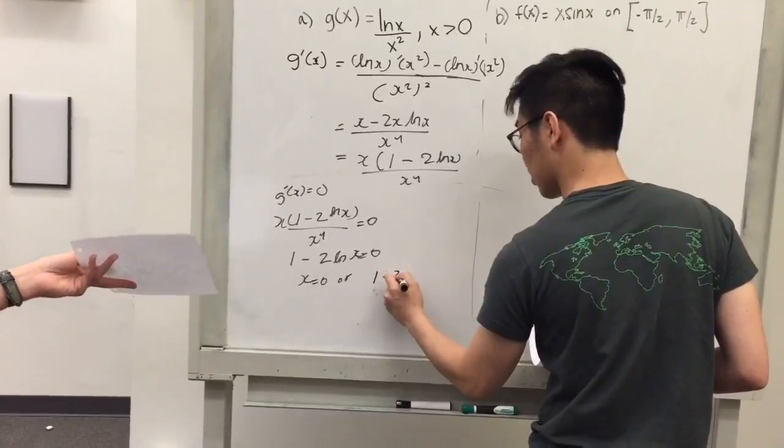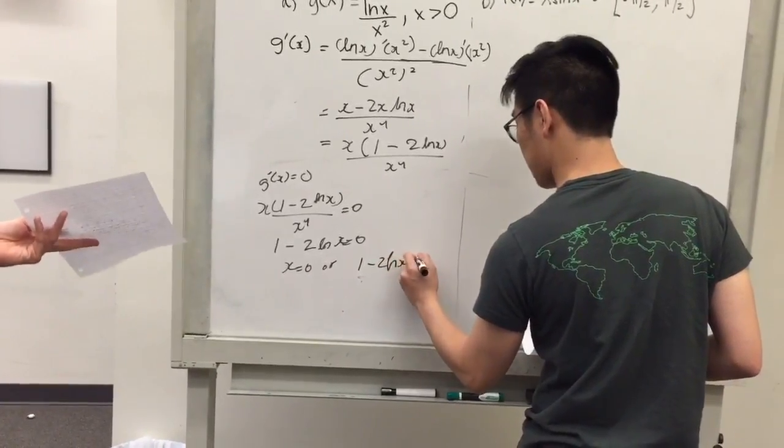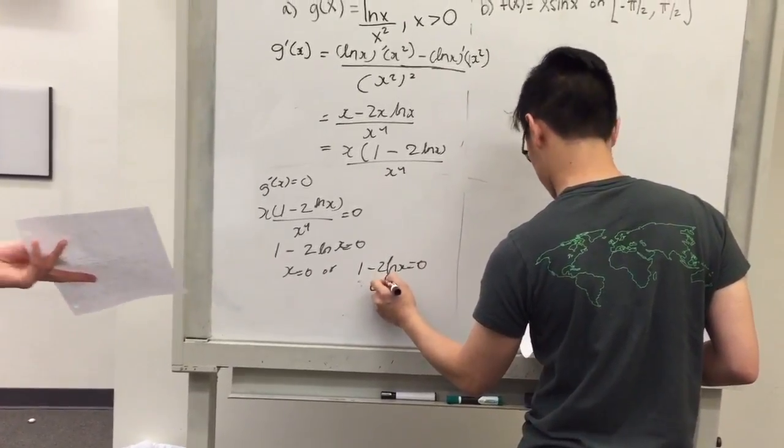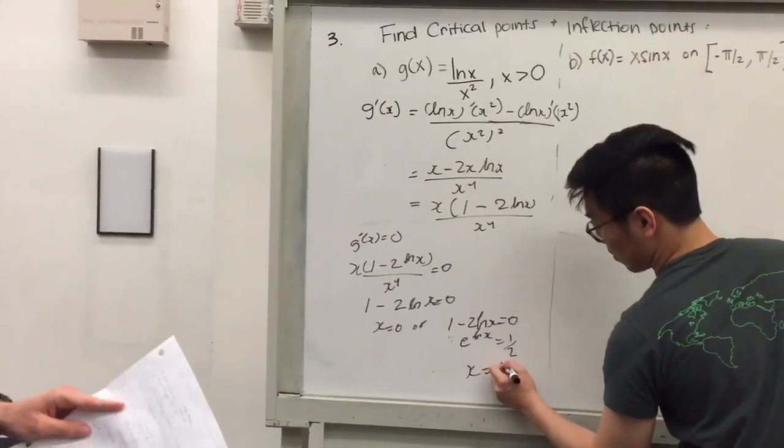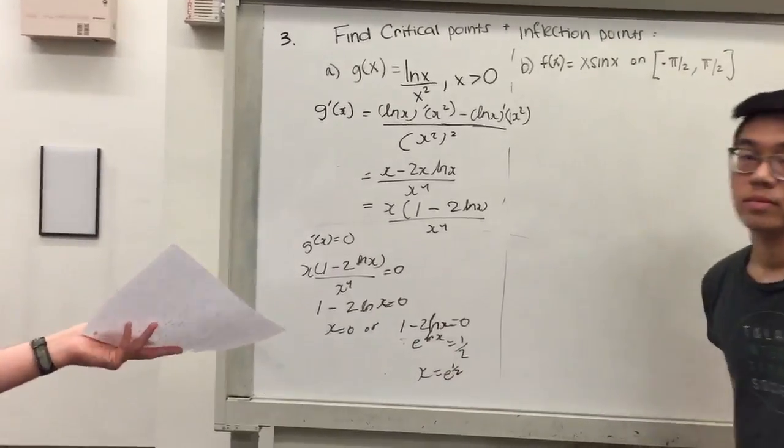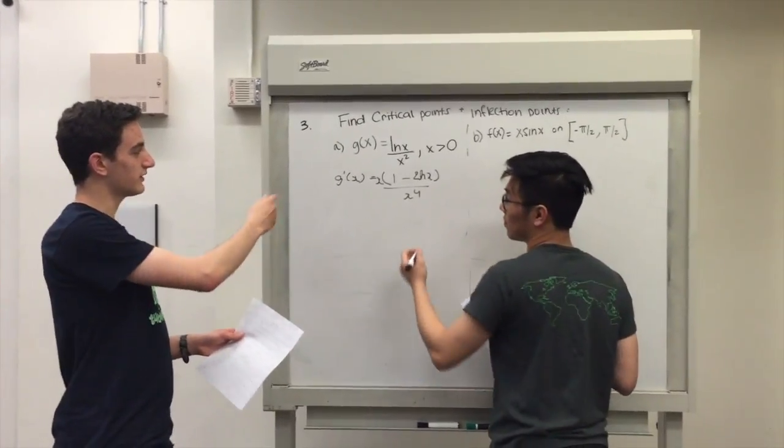You have 1 minus 2 natural log of x equals 0, which will give you x equals 0, or 1 minus 2 natural log of x equals 0. Find that x is equal to e to the 1/2. Okay, now we're going to find the inflection points of the function.